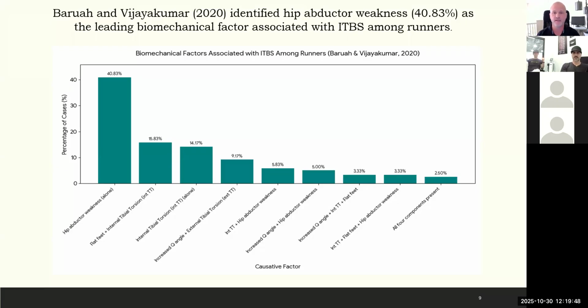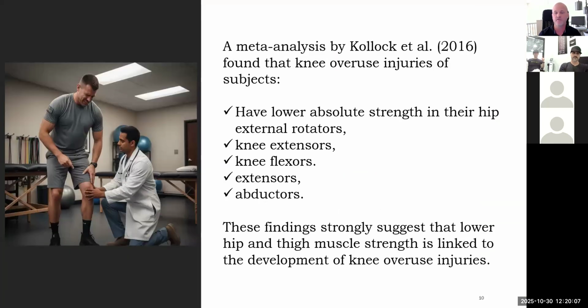So those that had ITBS, iliotibial band syndrome, which is basically inflammation of the iliotibial band, okay, they found that over 40% had very, very weak hips or abductors. And that was a telling sign that, hey, that's a big red flag that there's something going on related to those. And the main abductor for that is the glute medius, as we've seen in the video earlier.